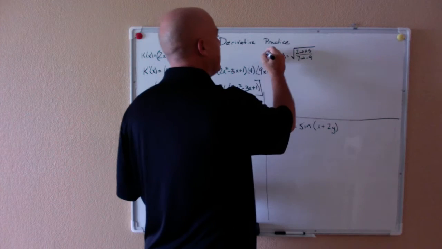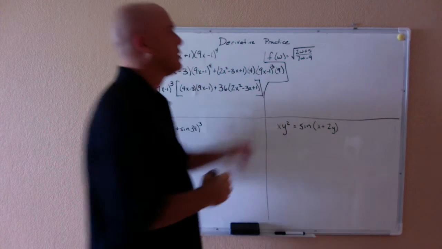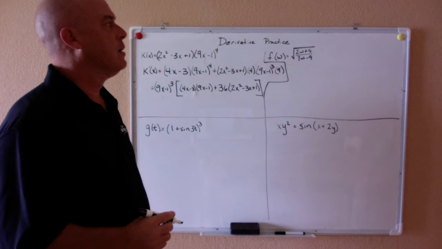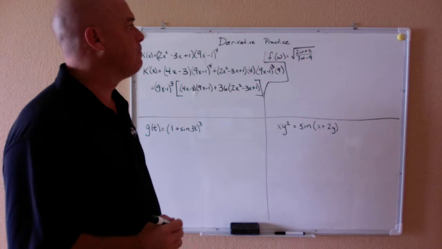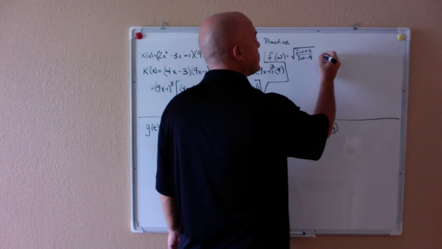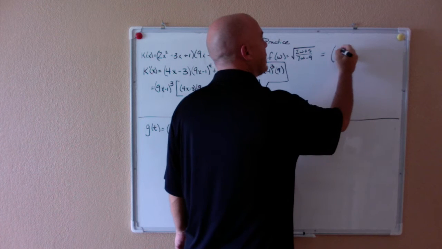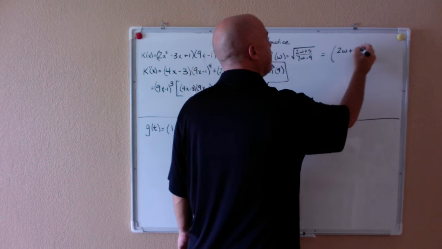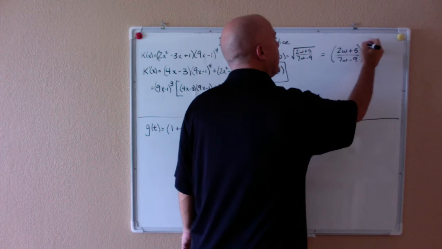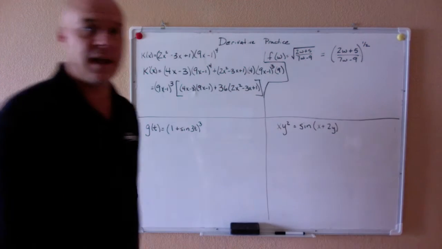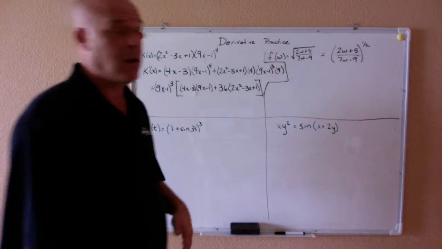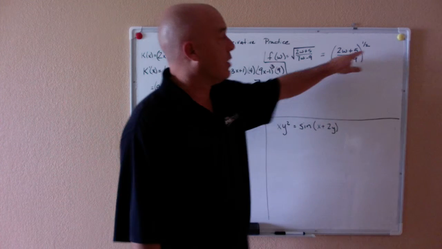Okay, so let's work a little bit with this second one here. F of w equals the square root of 2w plus 5 divided by 7w minus 9. So the first thing that I'm going to do here, I don't like working with radicals. I'd much rather work with rational exponents. So I'm going to rewrite this as 2w plus 5 over 7w minus 9 raised to the 1/2 power. And the reason that I like doing that is because that allows me to differentiate that radical using the power rule.